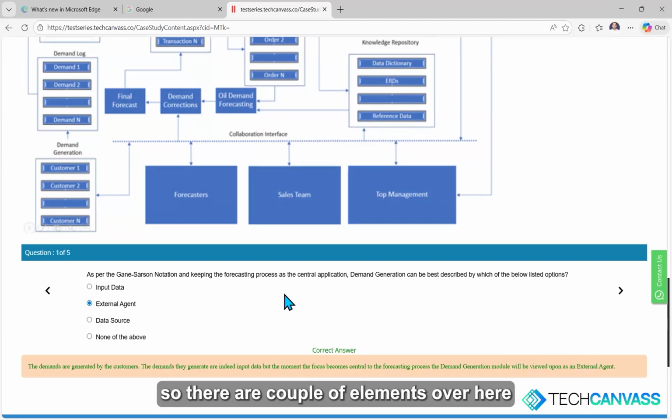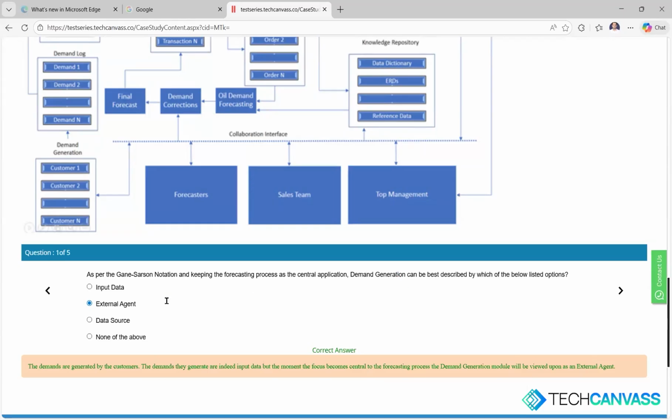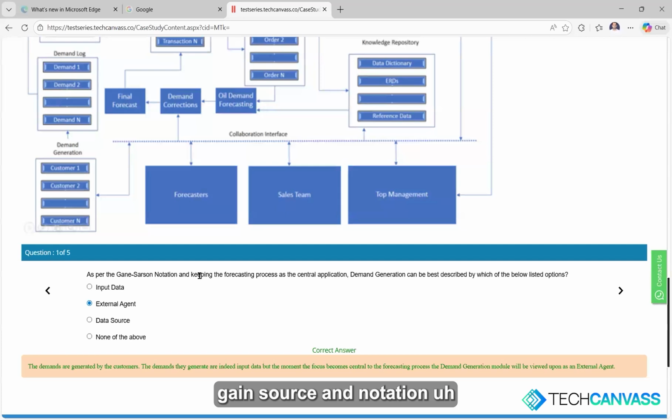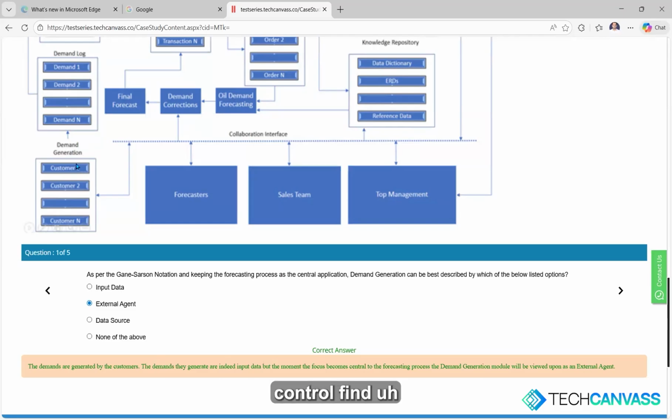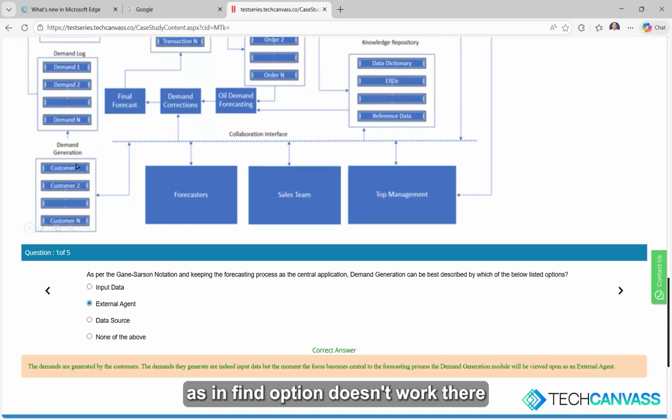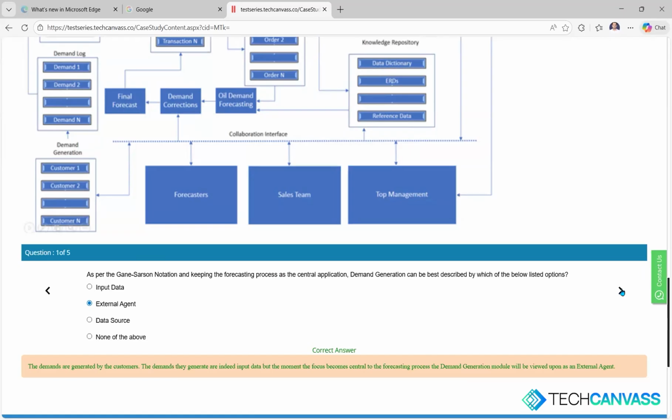So there are a couple of elements over here that you need to note. These are keywords, right? Gane-Sarson notation, forecasting process, demand generation. Look at demand generation. Try to find that keyword here. I think I told you in the beginning, Control F, the find option, doesn't work there. Okay. So good, guys.